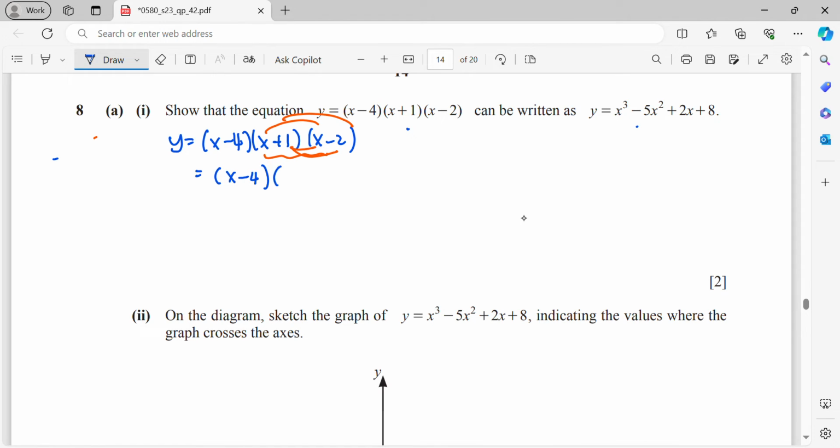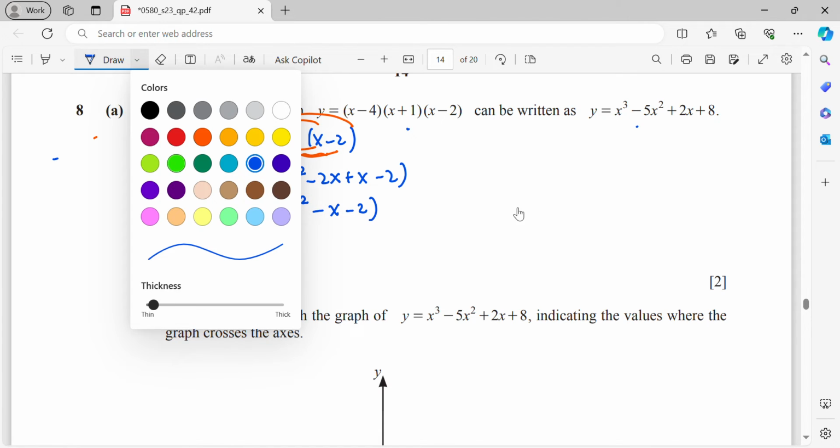So x times x is x squared. X times minus 2, I get negative 2x. Then 1 times x is 1x. 1 times minus 2 is minus 2. Then I'll simplify first before we do the next expansion. So now, instead of 4 terms in the second bracket, you will simplify it into x squared minus x minus 2. And now, again, do expansion.